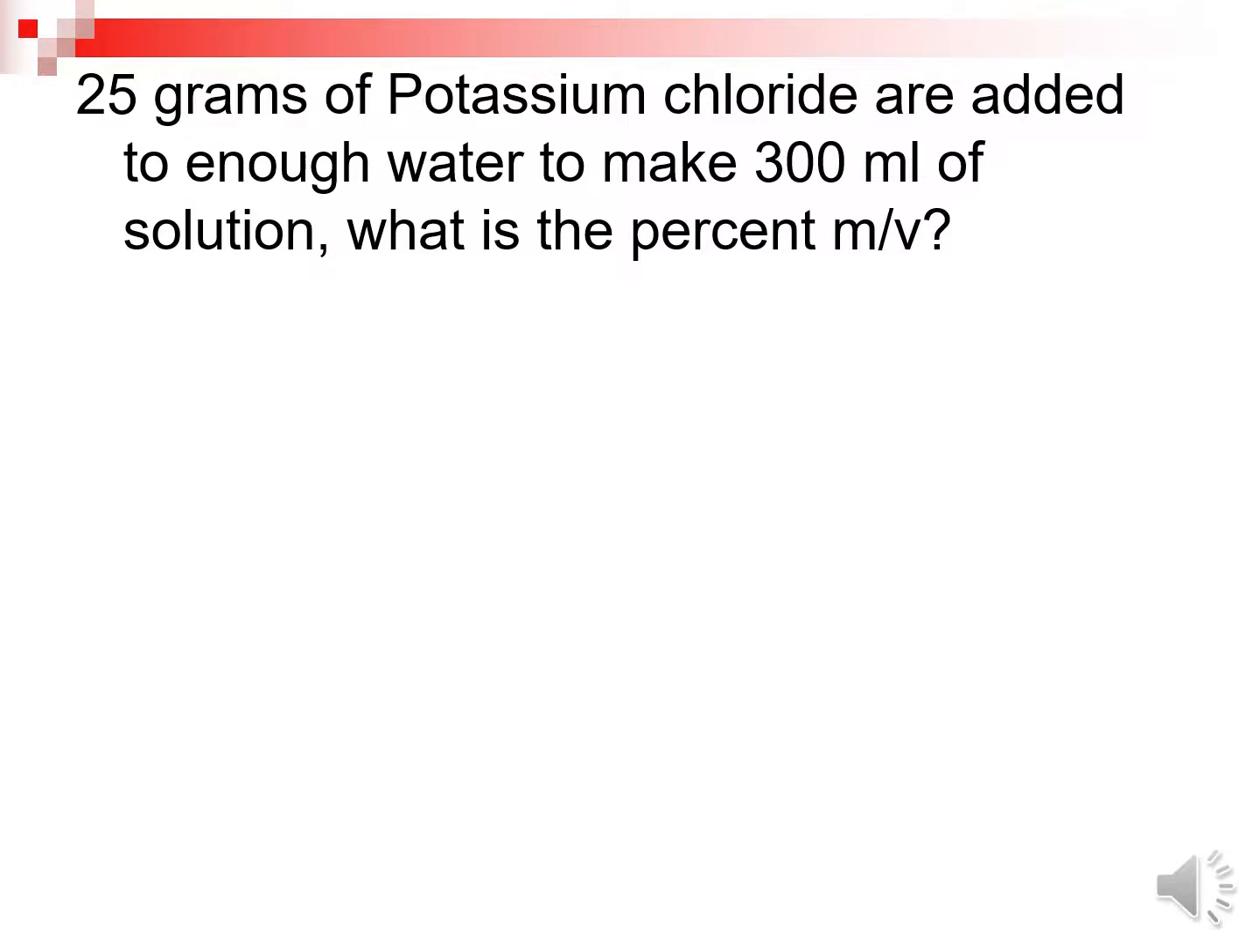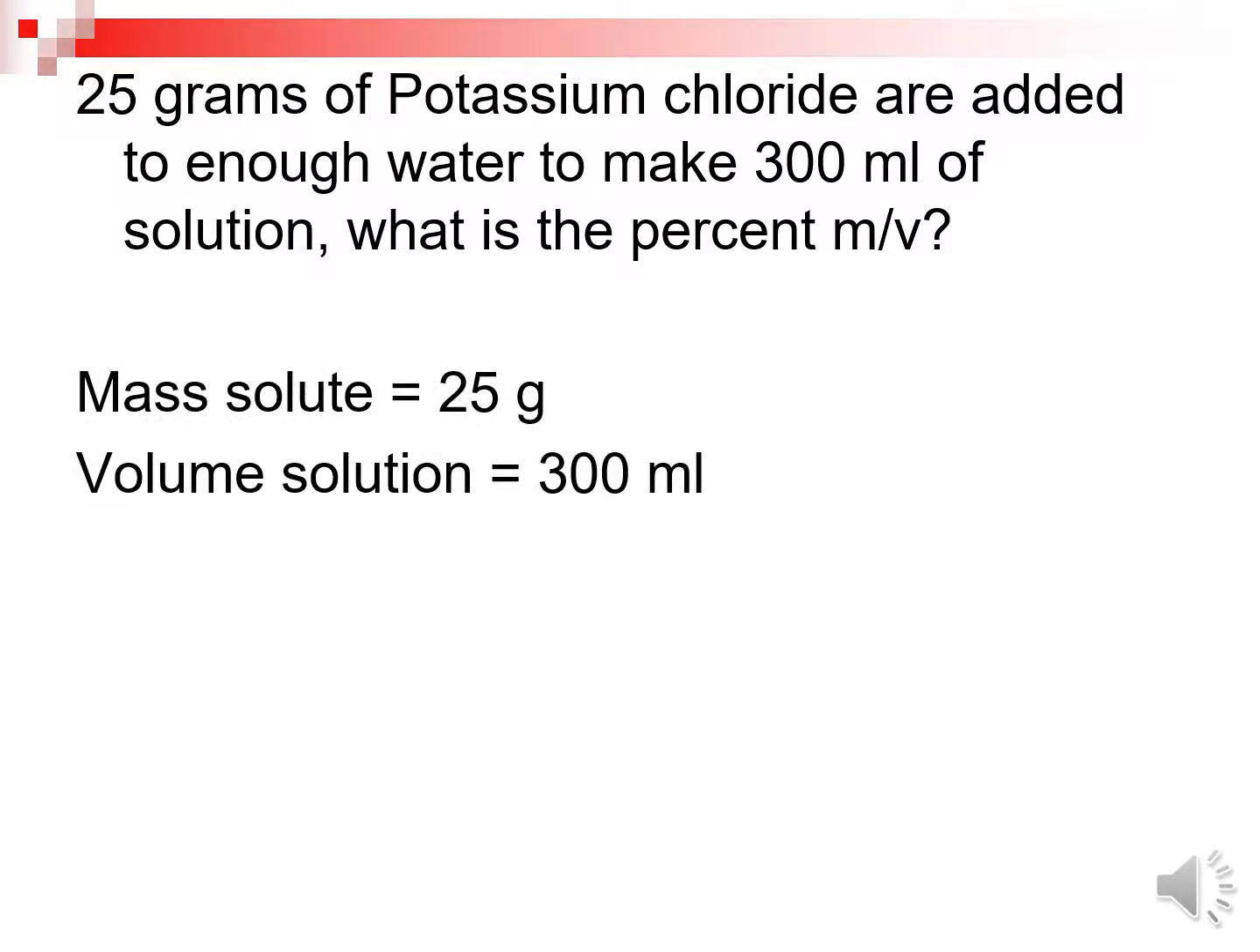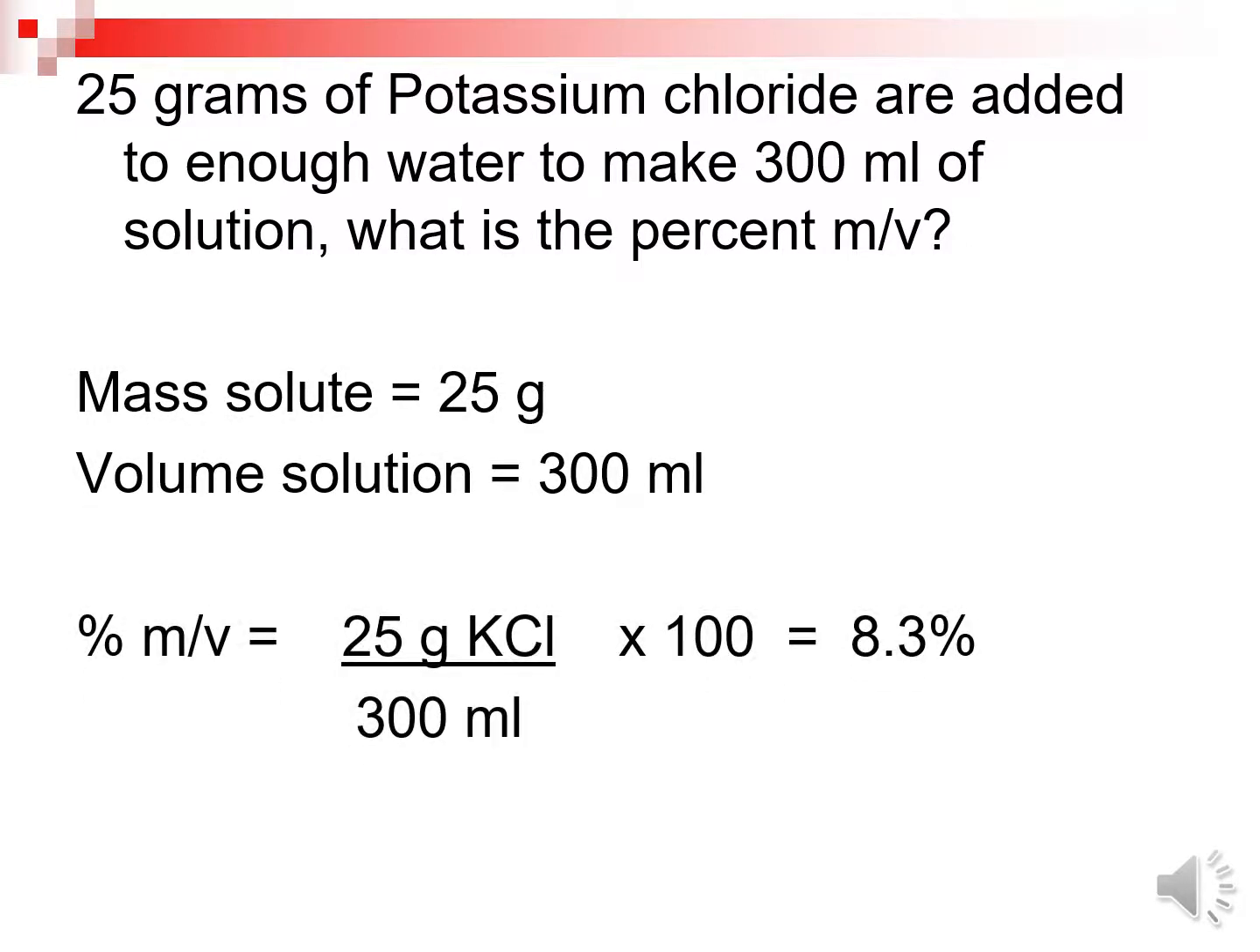If you have 25 grams of potassium chloride and you're adding it to enough water to make 300 milliliters of solution, the percent mass over volume is going to be 25 over 300 times 100. So the mass is the mass of the solute, 25 grams. 300 milliliters is the volume of the solution. So 25 over 300 times 100 equals 8.3%.